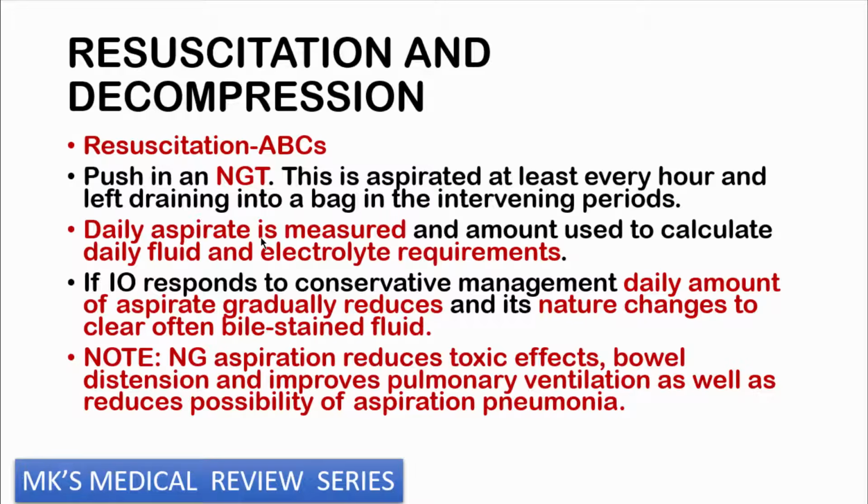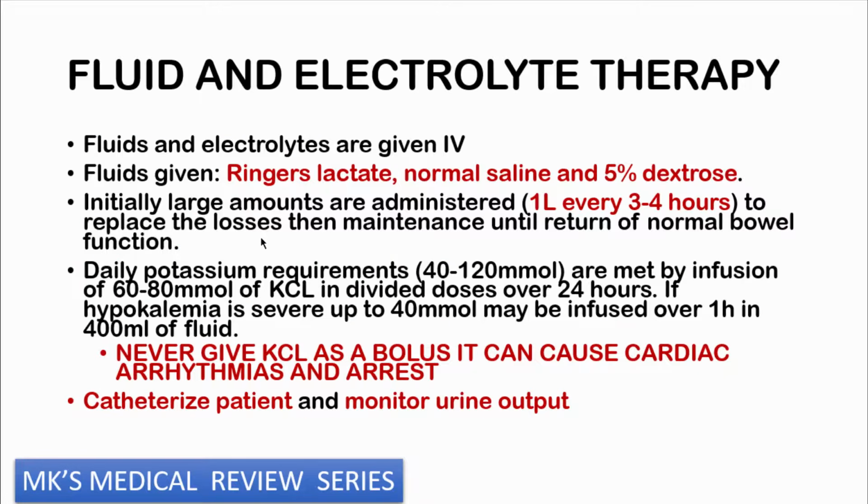And the reason why we push in the NG tube is it reduces the toxic effects on the proximal bowel. It reduces the distension. It also improves the pulmonary ventilation because the abdominal pressure and the abdominal distension is less. So there's much less pressure on the diaphragm. So it means that breathing is made much better. So it also reduces the possibility of developing aspiration pneumonias.